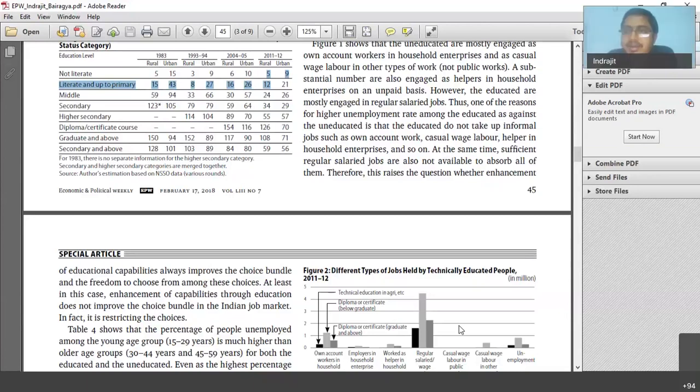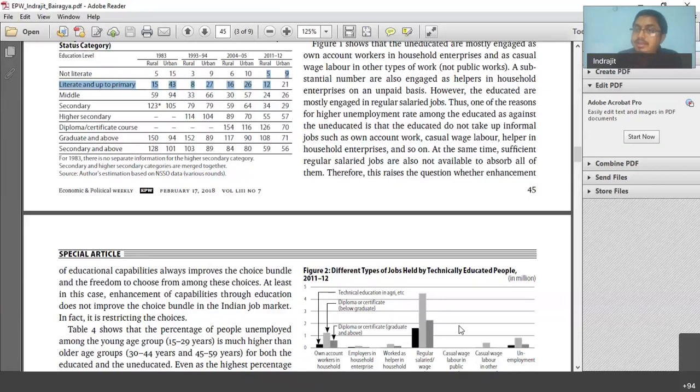Okay, thank you. So here you have to relate with the theory. We know the famous theory of human capability: if human capability is enhanced through interventions of education or health, then their choice bundle improves, and their freedom to choose improves. But here we can see that, given the structure of our society, educated people hesitate to join low profile informal jobs. So this questions the capability theory itself, that sometimes the given structure may restrict your choice bundle.